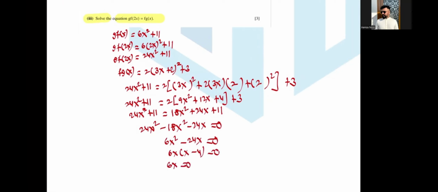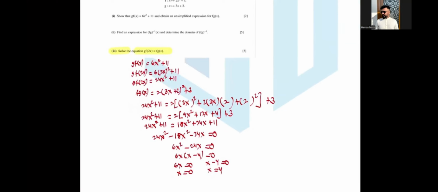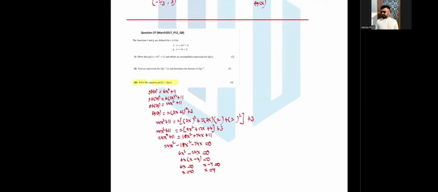So 6x is equal to 0, which means x is equal to 0, and x minus 4 is equal to 0, meaning x is equal to 4. But here we also need to see what is the domain of the inner function, since we are dealing with f(g(x)) and g(f(2x)) as well. As we know, both of the functions f(x) and g(x) have the same domain, x is greater than or equal to 0.